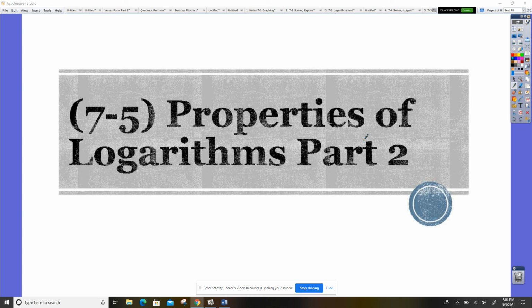Alright, so today we are going to talk about 7.5 Properties of Logs, Part 2.